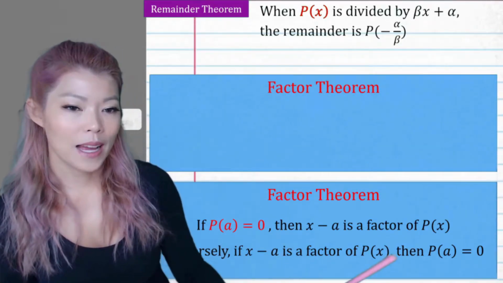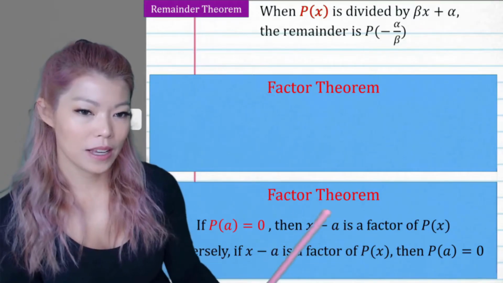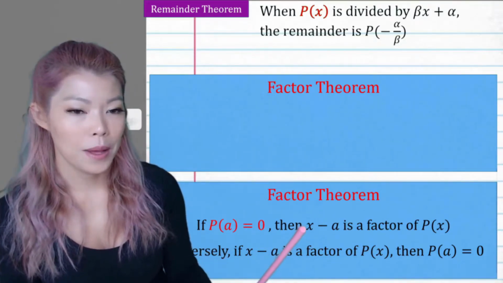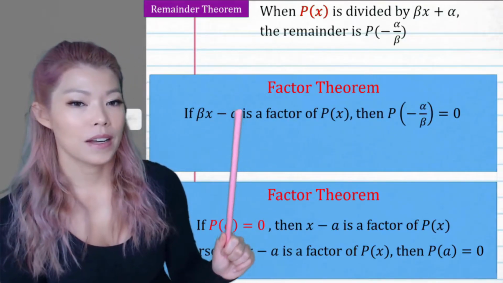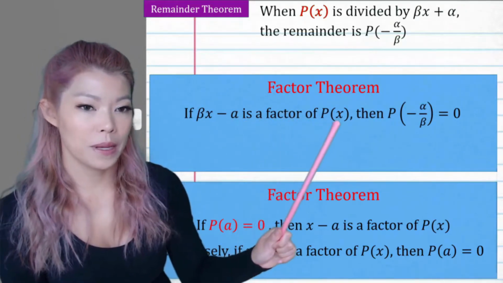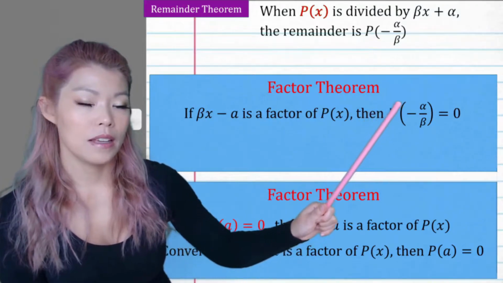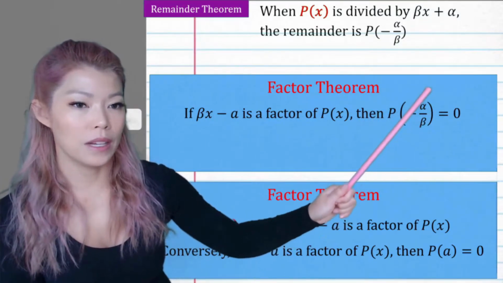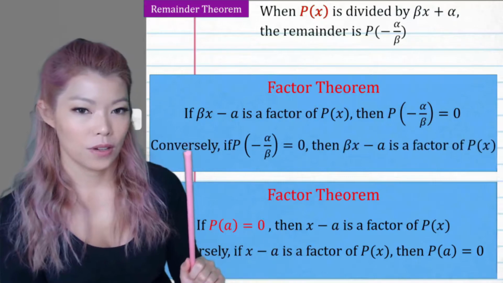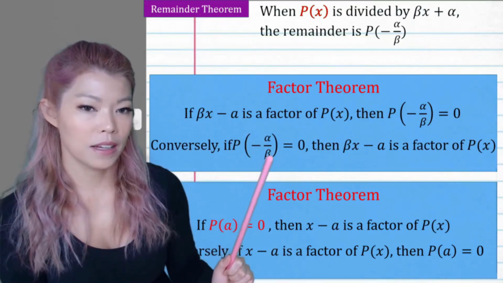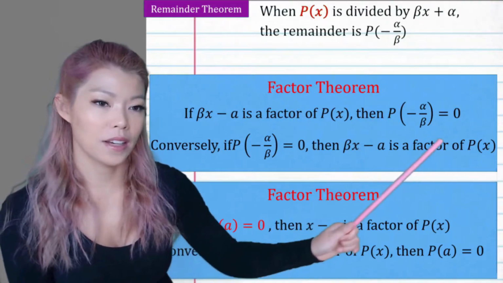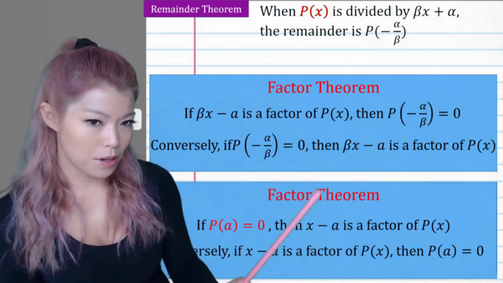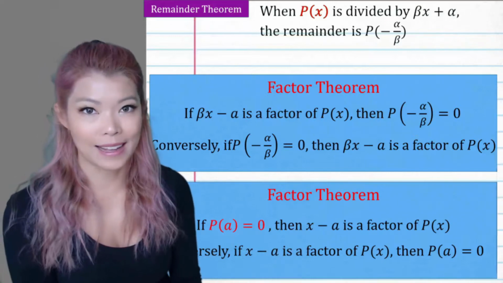We can make this statement a little bit more accurate by putting beta x minus alpha instead. So if beta x minus alpha is a factor of p of x, then p of minus alpha over beta should be 0. Again, if p of minus alpha over beta is equal to 0, then beta x minus alpha is a factor of p. So same thing pretty much, but now we have a coefficient for x.